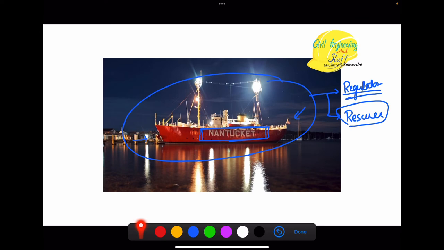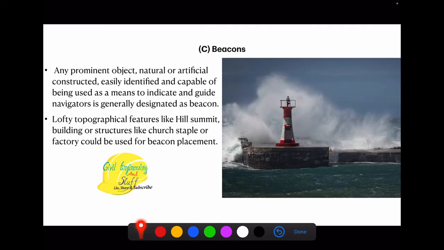And sometimes it may happen that the fog is so much that it becomes very, very difficult for the ship to move. So in that case, using radio communication, the lightship goes to the ship and guides the ship to the seashore.